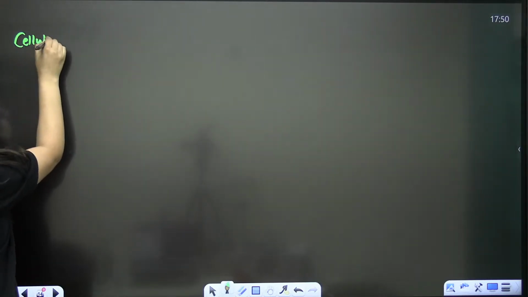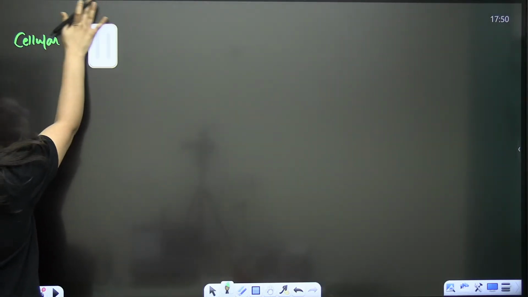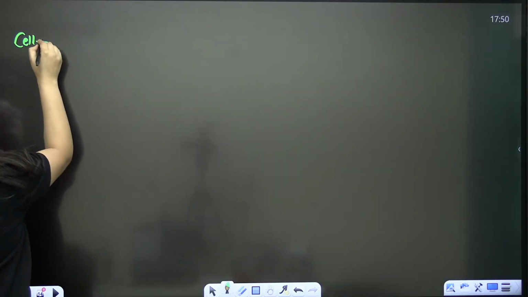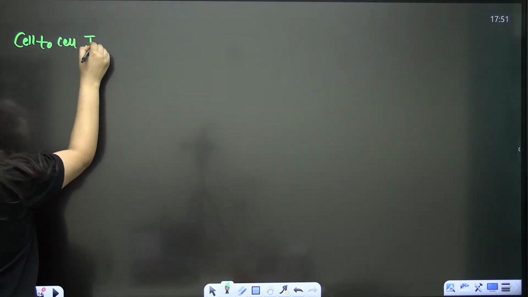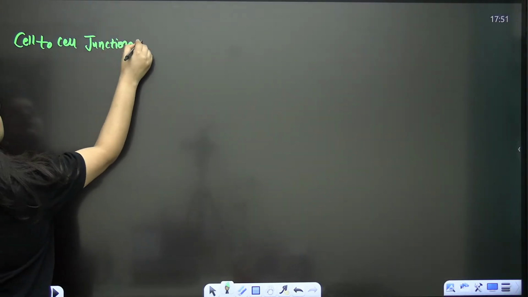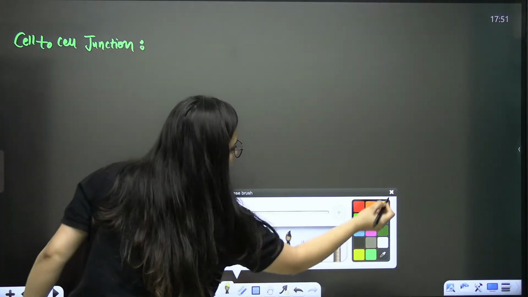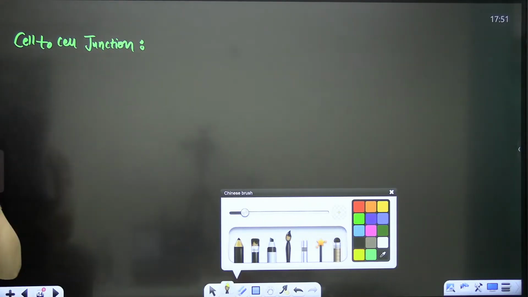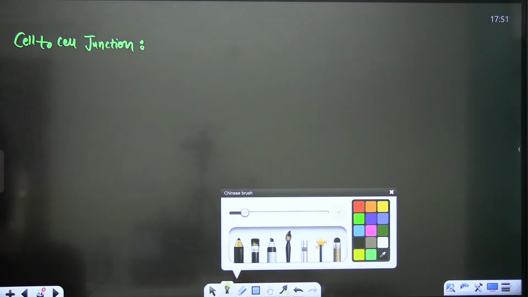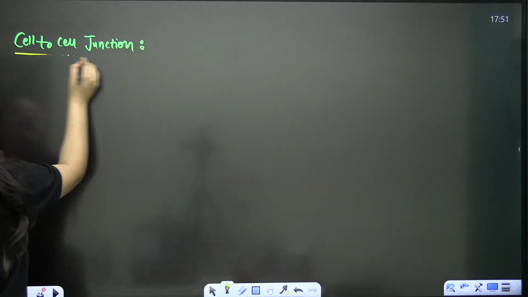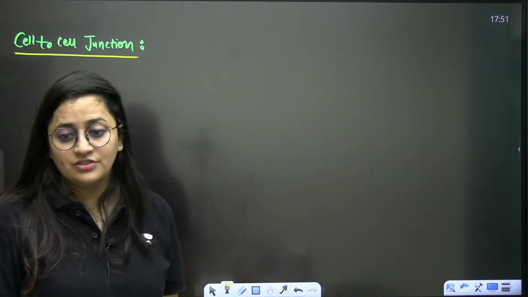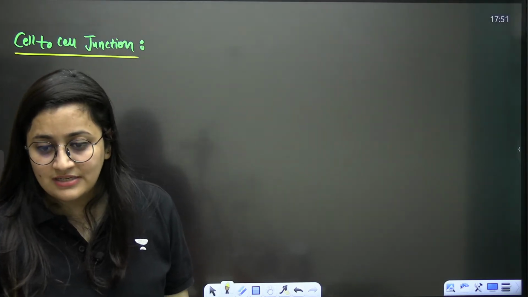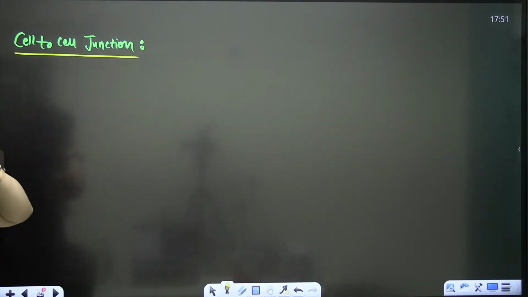Here mainly we are going to talk about the cellular junctions. We are going to talk about the cell-to-cell junction. So the very first thing that you need to know is the name of these junctions. Do you know anything related to these junctions? As I'm saying, the cell-to-cell junction is there, right? So anyone?